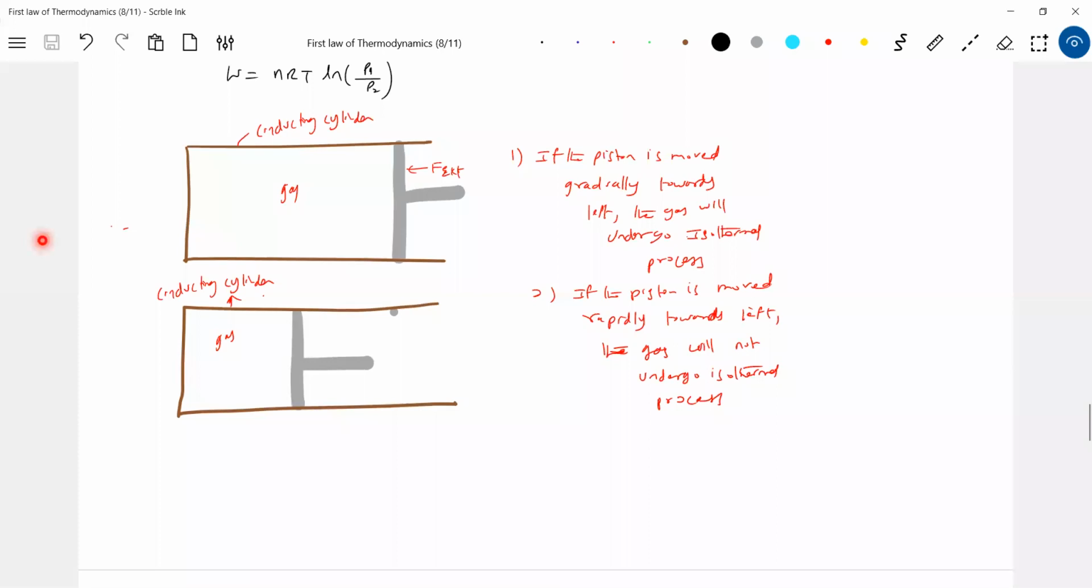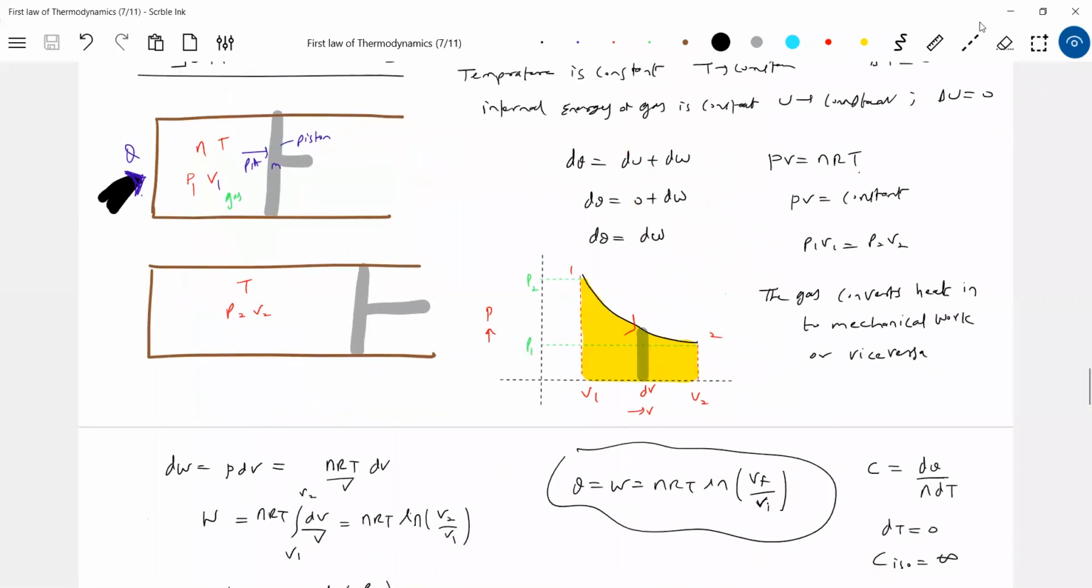How you move the piston is a good example here. If the piston moves in such a way that the temperature of the gas stays constant, then it will undergo an isothermal process. If the temperature is constant, then any amount of heat you supply will convert into mechanical work, or if you move the piston gradually, the gas will convert mechanical work into heat.